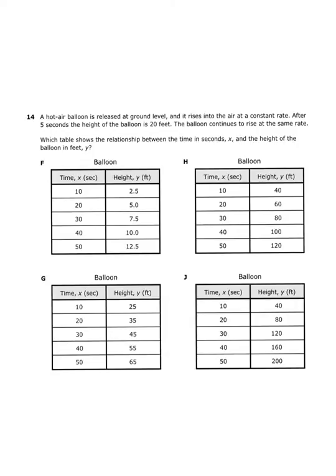Number 14. A hot air balloon is released at ground level and it rises into the air at a constant rate. After 5 seconds, the height of the balloon is 20 feet. The balloon continues to rise at the same rate. Which table shows the relationship between the time in seconds, x, and the height of balloon in feet? So at 5 seconds, it would be at 20, which means at 10 seconds, it would be at 40, because if you double the time, it would double the height. So it might be H and it might be J.